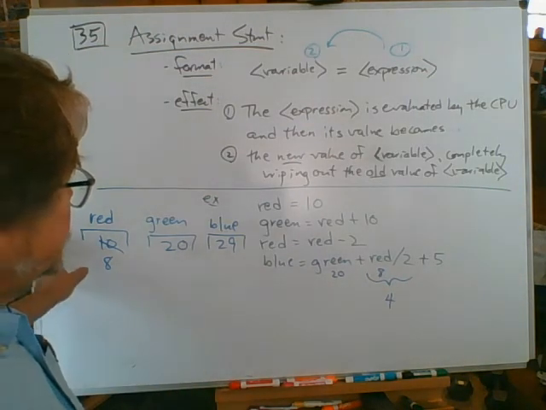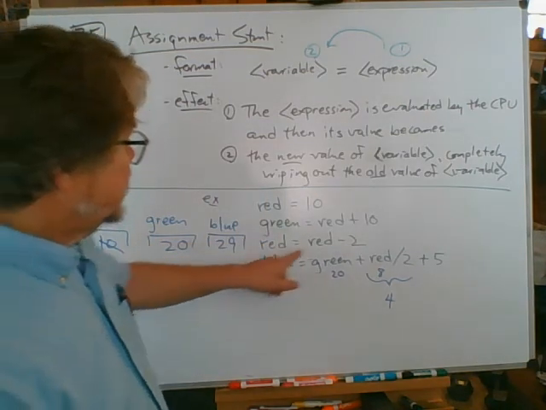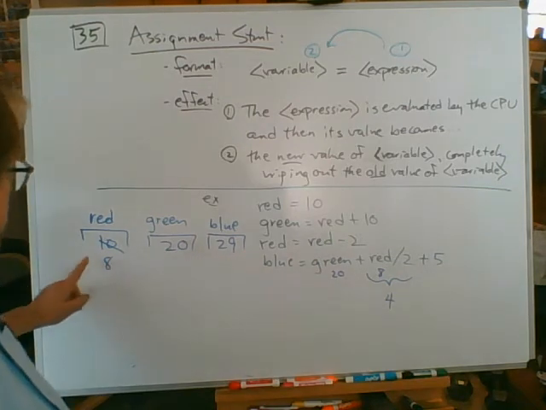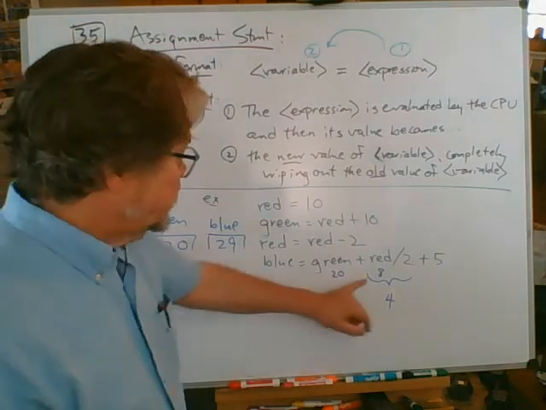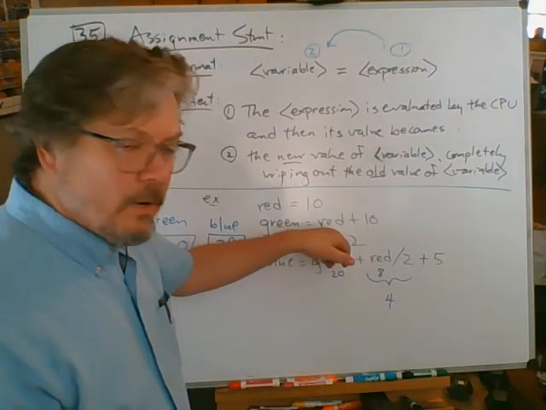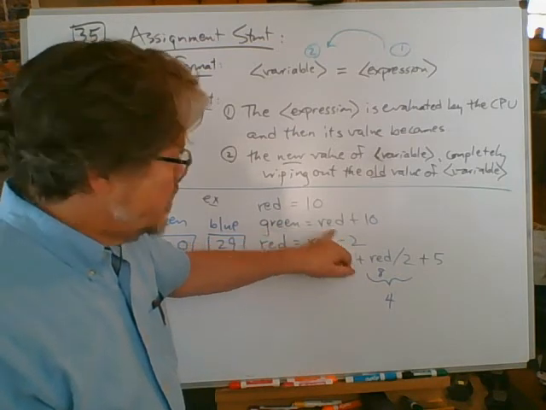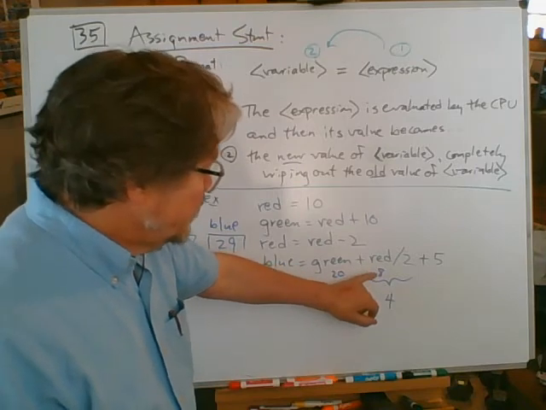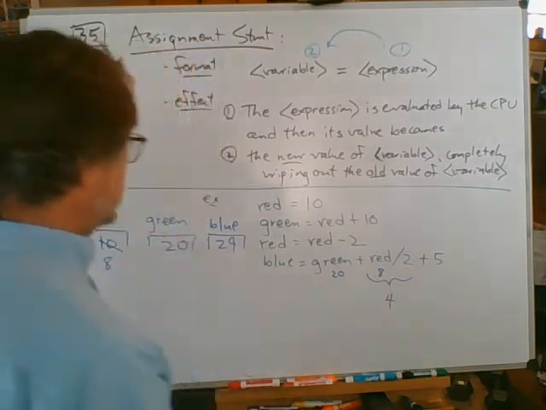Red was 10. Green became 10 plus 10, also known as 20. Red got bumped down by 2, and that became the new value because it was on the left-hand side of the assignment. And blue equals current value of red. Now notice this wasn't 10, even though it was 10 up here when we used it. That's why we got to be so careful to do these things in order. This had a new value by the time we got down here. And it was 8. 8 divided by 2 is 4. 4 plus 5 is 9, plus 20 is 29.